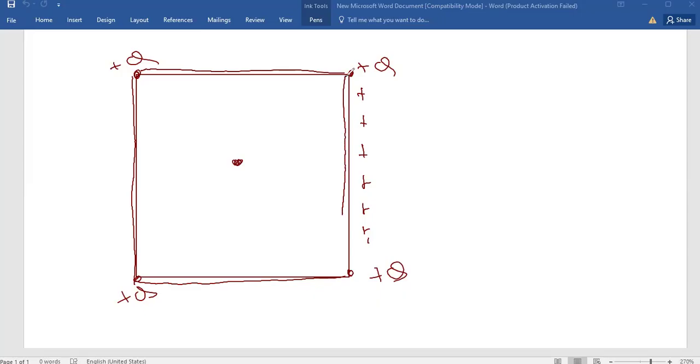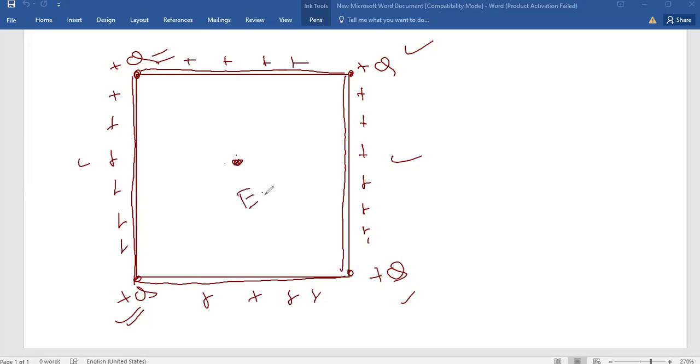Okay. So in that case, interestingly, yes, we have to find the electric field due to everything. Due to these two, it will be nullified. Due to these two, it will be nullified. Due to these two, it will be nullified. Zero.